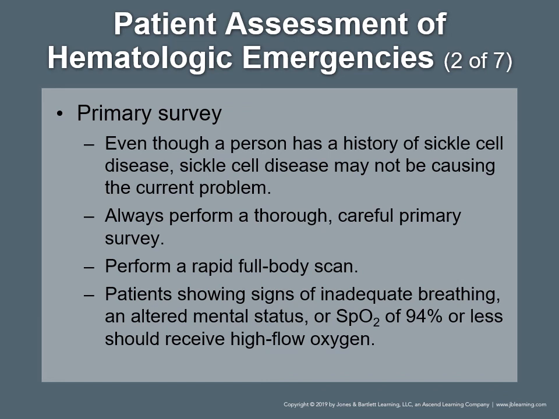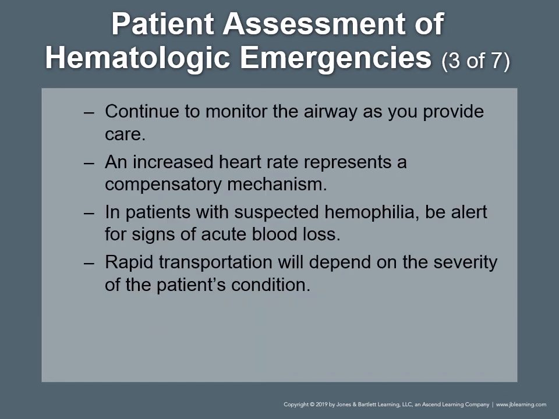Assess the patient's airway and breathing. Patients showing signs of inadequate breathing, an altered mental status, or an SpO2 of 94% or less should receive high-flow oxygen. Be aware that even minor trauma during these procedures can result in bleeding in the airway and increase the risk of airway compromise. Continue to monitor the airway as you provide care.